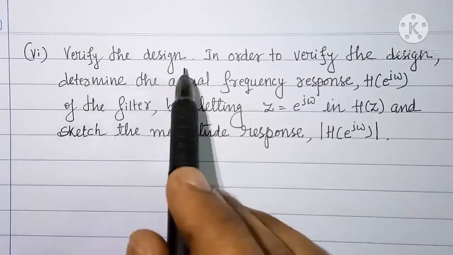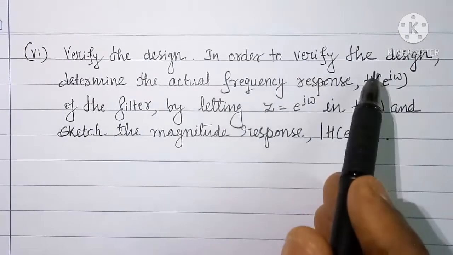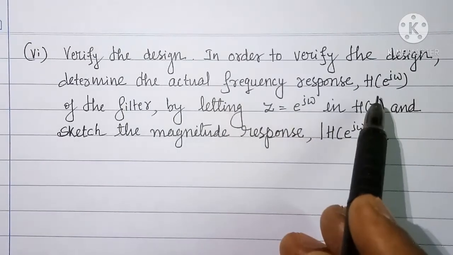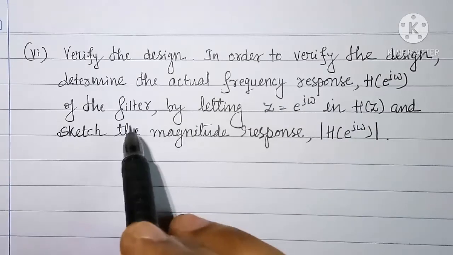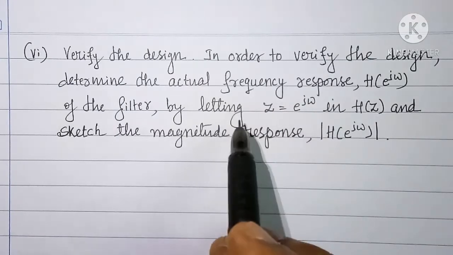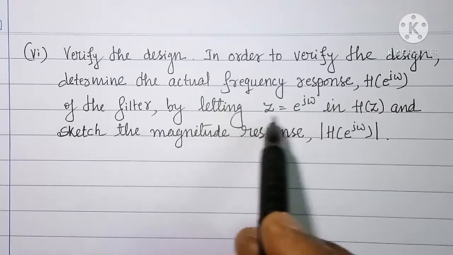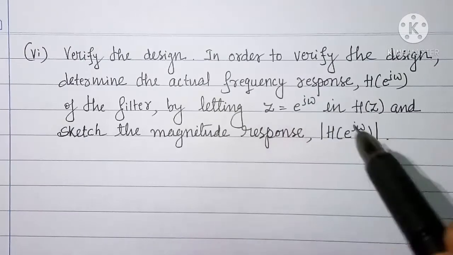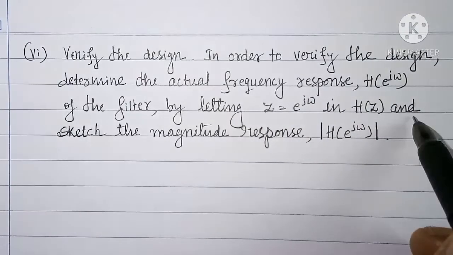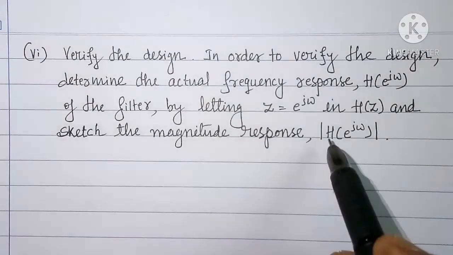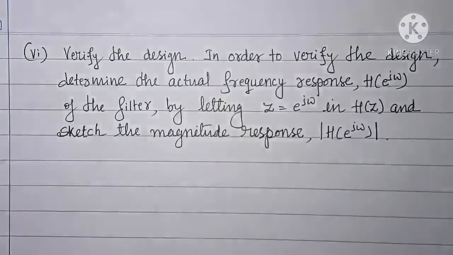Lastly, verify the design. In order to verify the design, determine the actual frequency response h of e raised to j omega of the filter by letting z equal to e raised to j omega, because now we are having h of z at our hand. Therefore, in place of z we have to substitute e raised to j omega in h of z and sketch the magnitude response of h of e raised to j omega.